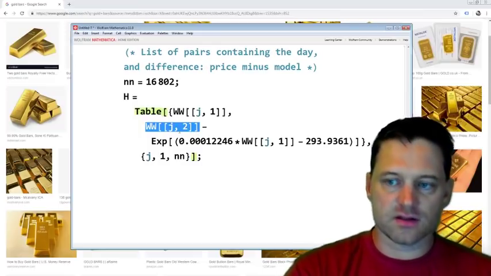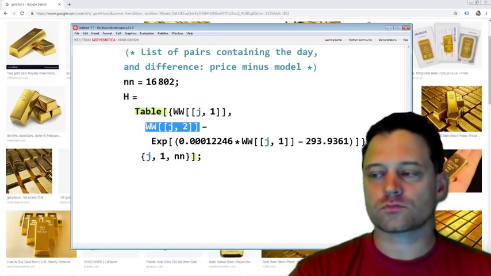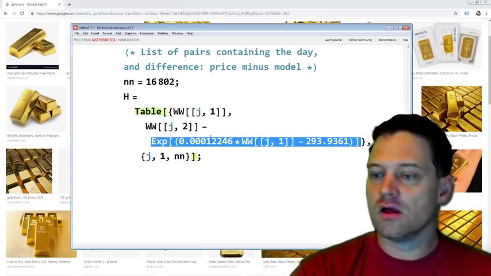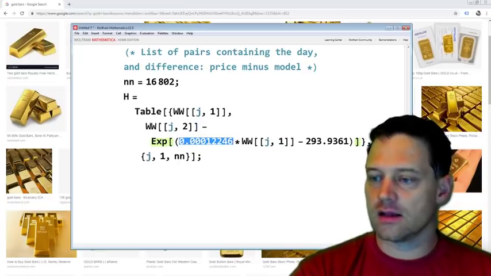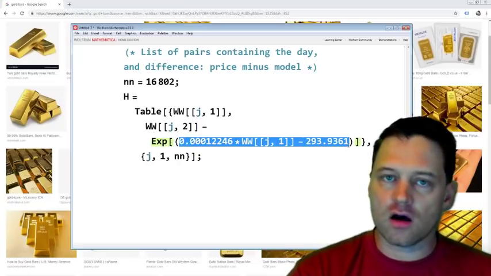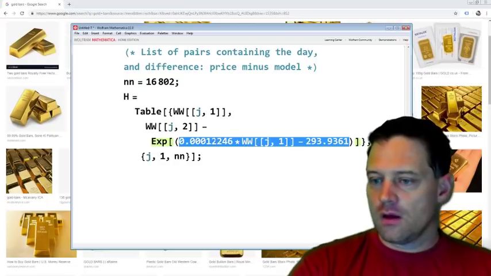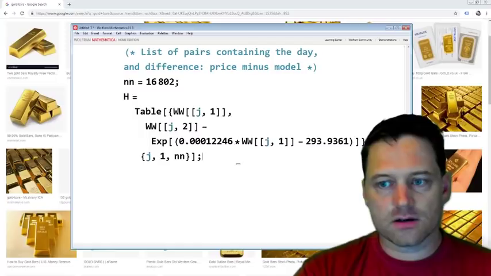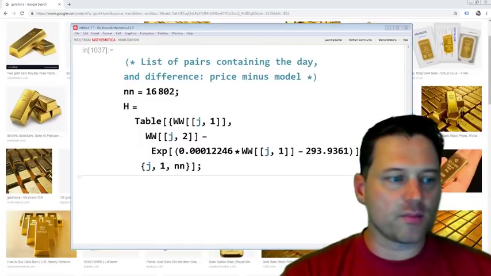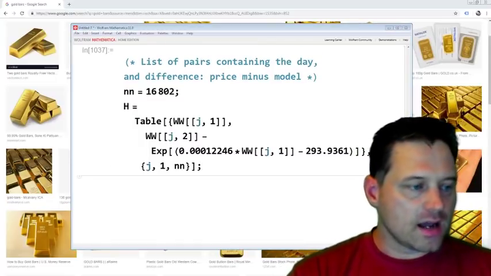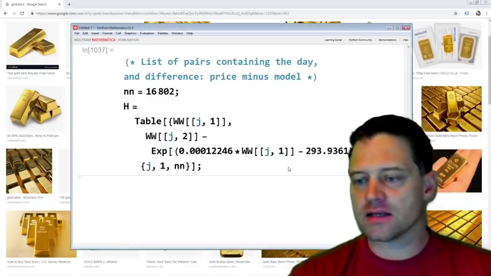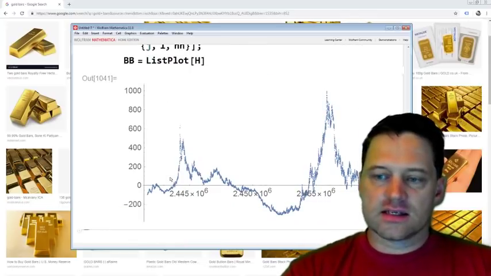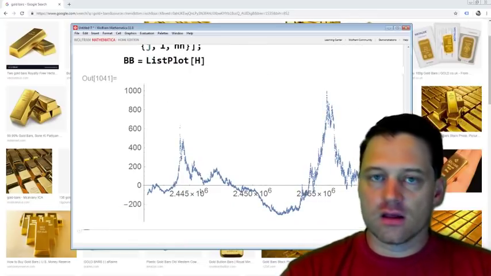So that's the price on the jth day, minus our model, which is right here, this exponential function, and it's got this line in the power of e. Okay, that we again found with least squares. All right, so let's press Shift Enter, put this into memory. Okay, now it's in memory, and now we can list plot that. So list plot. All right, and this is what that looks like.